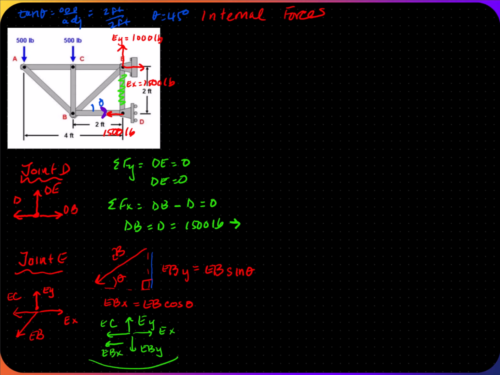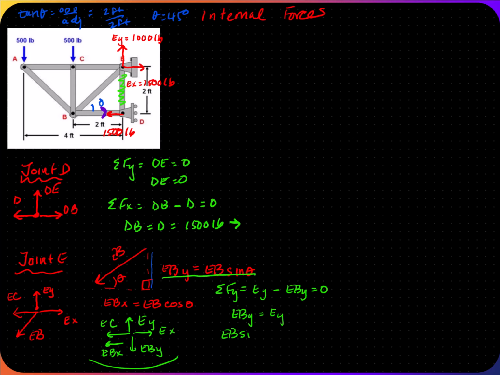In physics, we would never draw a free body diagram with the resolved components, but here we do. So now I'm going to write a sum of Fx and a sum of Fy. Sum of Fy, EY is going up, minus EBY, this is equal to 0. EBY equals EY, and we're going to substitute into EBY, which is EB sine theta.